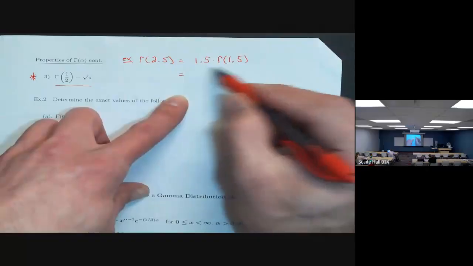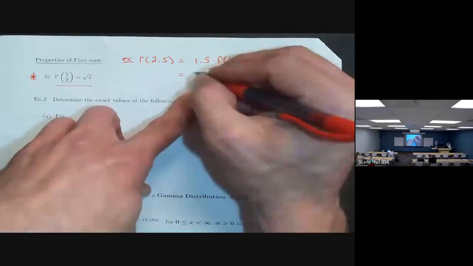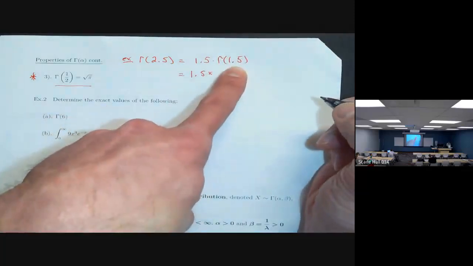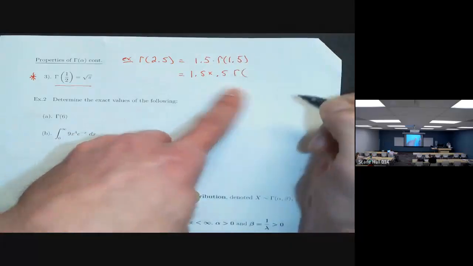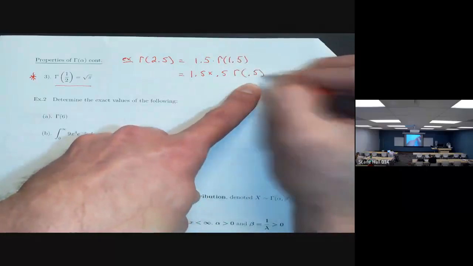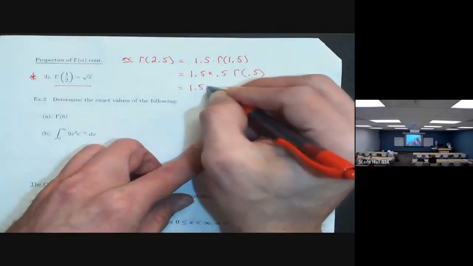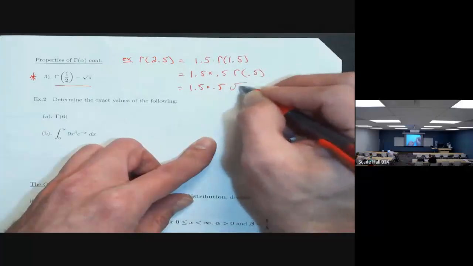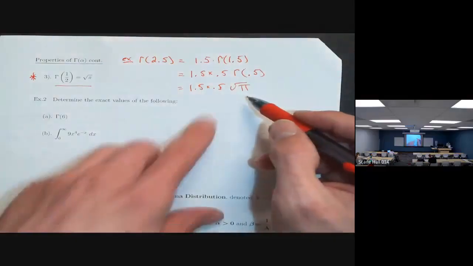You might think, well, we didn't really go anywhere. Well, I can keep reducing this. Now I just move over. What is gamma of 1.5? Well, I have 1.5 here times, this is my new alpha, so it's alpha minus 1, 0.5, times gamma of 0.5. So now what do I have? 1.5 times 0.5, then gamma of 0.5 is the square root of pi. So at least if my alpha is 0.5 something, I can reduce it to something I can calculate pretty easily.